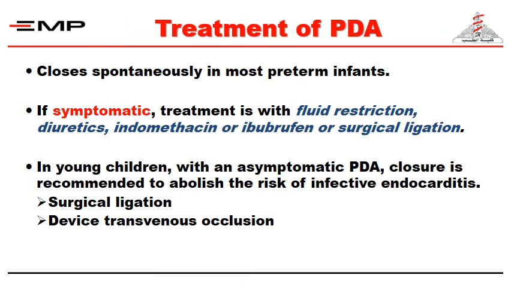How am I going to treat the PDA? It closes spontaneously in most preterm infants, but if it is causing many symptoms, treatment with fluid restriction, diuretics, indomethacin, ibuprofen, or surgical ligation might be attempted. In young children with asymptomatic PDA, closure is recommended to abolish the risk of infective endocarditis.